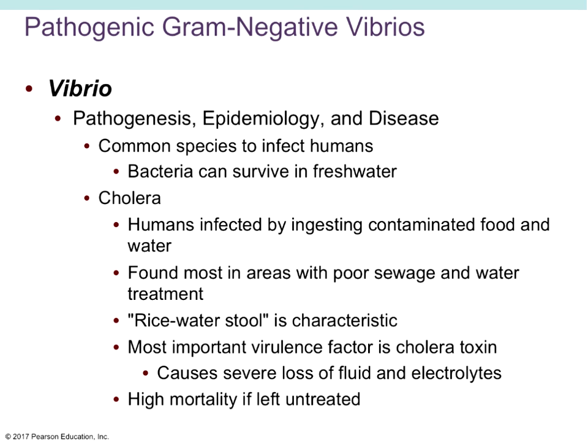So Vibrio is a common pathogen in the epidemiology of disease. Common species infect humans. The bacteria can live in fresh water. The most common Vibrio, the one that we're going to spend a good chunk of time talking about, is cholera. Humans become infected by ingesting contaminated water and food. We find cases of cholera happening as a result of these Vibrio in places that have very poor sewage treatment and water treatment. A characteristic of this Vibrio is what we call rice stools.